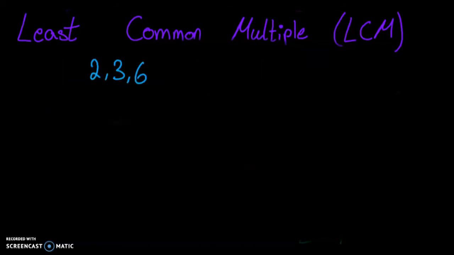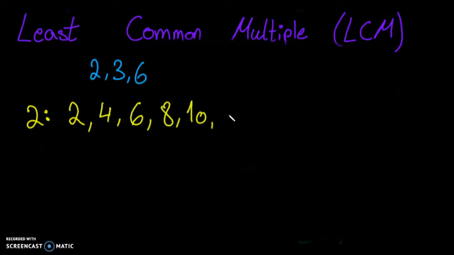Now, 3 numbers. Again, we're going to start with the first number, 2. 2 times 1 is 2. 2 times 2 is 4. 2 times 3 is 6. 2 times 4 is 8. 2 times 5 is 10. 2 times 6 is 12. 2 times 7 is 14, and so on.